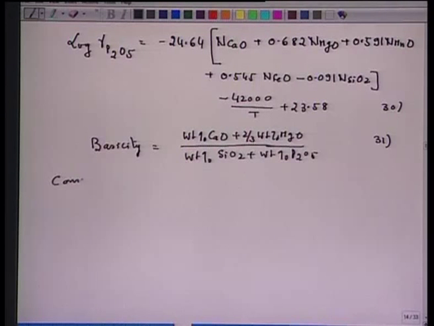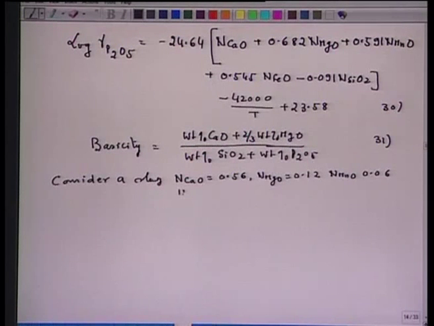Consider a slag, say NCaO equal to 0.56, NMgO 0.12, NMnO 0.06, NFeO equal to 0.1, and NSiO2 equal to 0.16, and the basicity as defined by percent CaO upon percent SiO2 is equal to 0.35, or we can say NCaO upon NSiO2 is equal to 3.5.